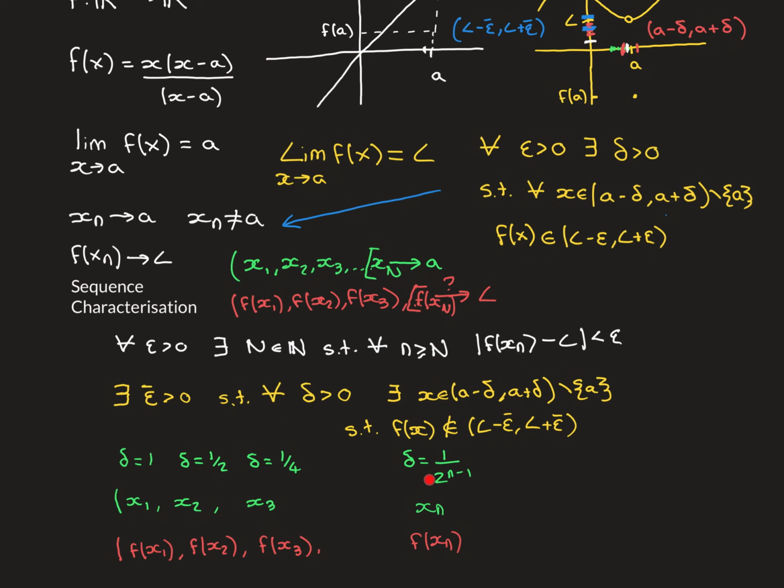So you create this delta of this size, you look at that interval, and again, there must exist a white point inside there such that it's not equal to A, and it's mapped onto something strictly outside of the epsilon bar interval around L. Take that as your nth term, and then you know that its corresponding term in the image sequence is going to be strictly outside of that epsilon bar interval around L.